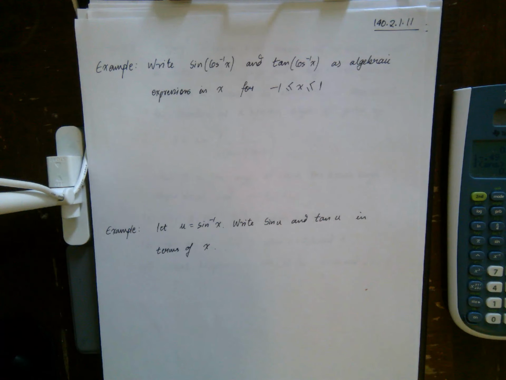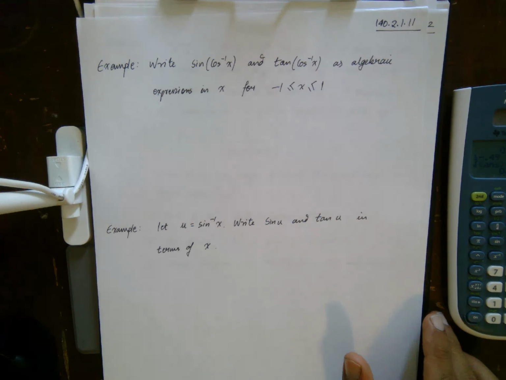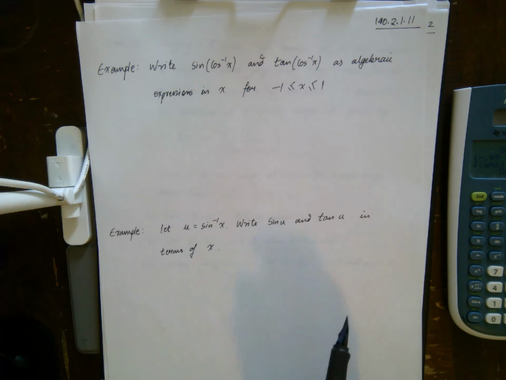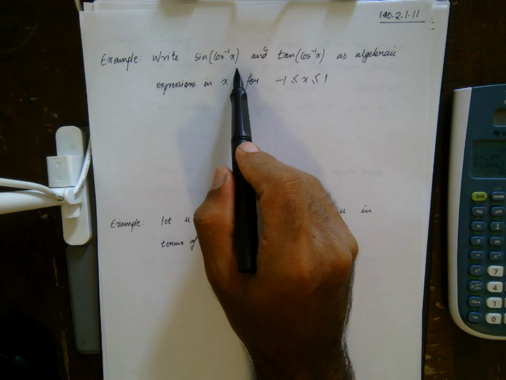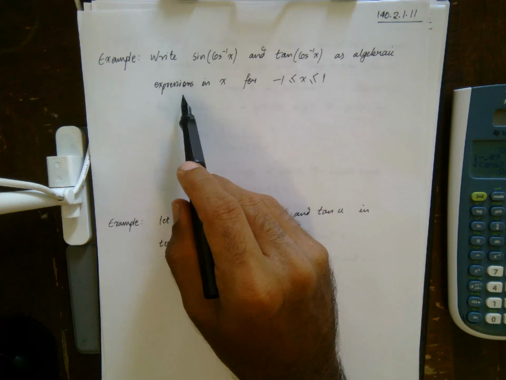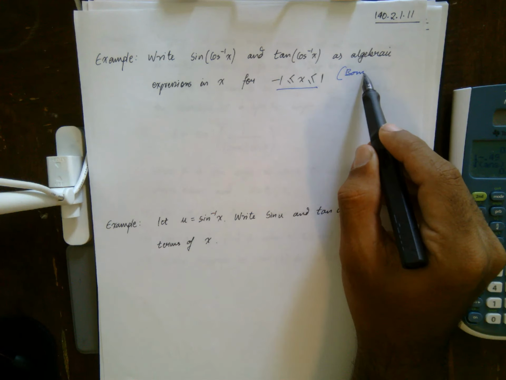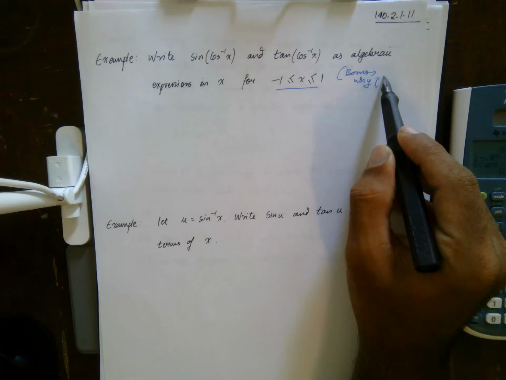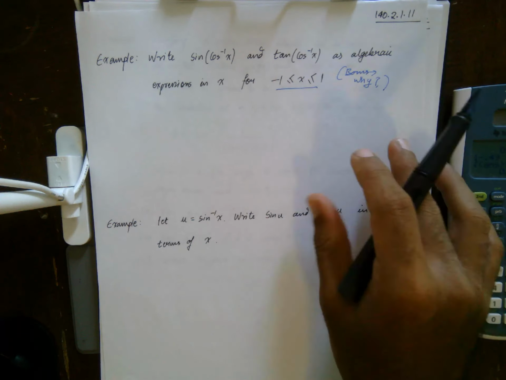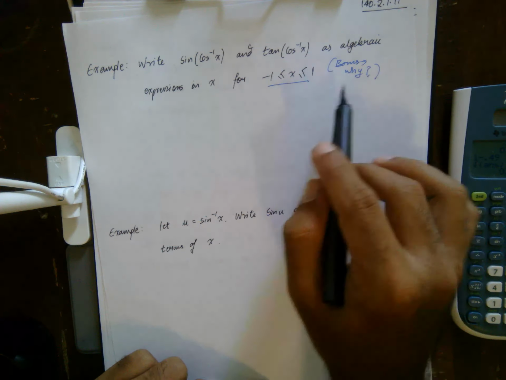Okay, in the last video, towards the end, we looked at how to evaluate the composed trigonometric inverse functions. Let's look at it more generally now. Write sine cosine inverse x and tangent cosine inverse x as algebraic expressions in x for x between -1 and 1. Here's a bonus problem. Why does the question say that x has to be between -1 and 1? You can email me the answers to this bonus question.